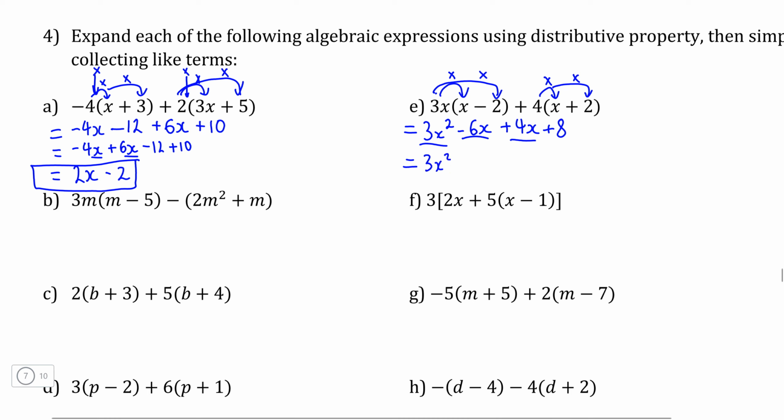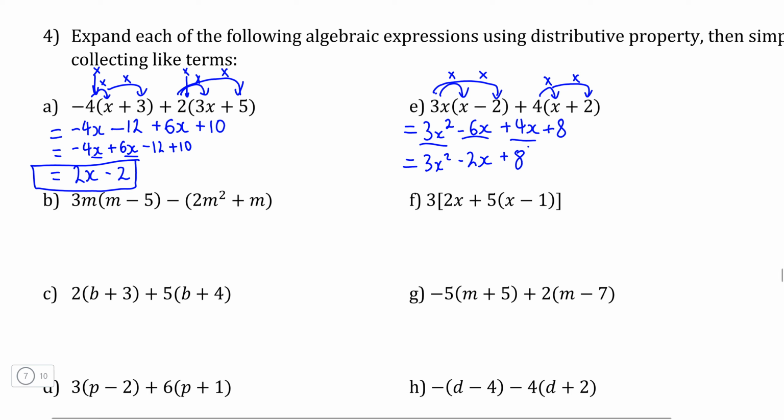3x squared carries down because there is no other x squared term. Then -6x plus 4x would be negative 2x when it's simplified, because negative 6 plus 4 is negative 2, and then we would leave the constant positive 8 as itself, because there is no constant term within the polynomial that we created here.